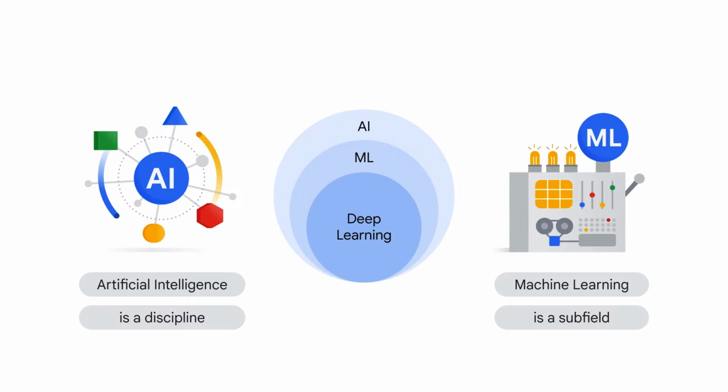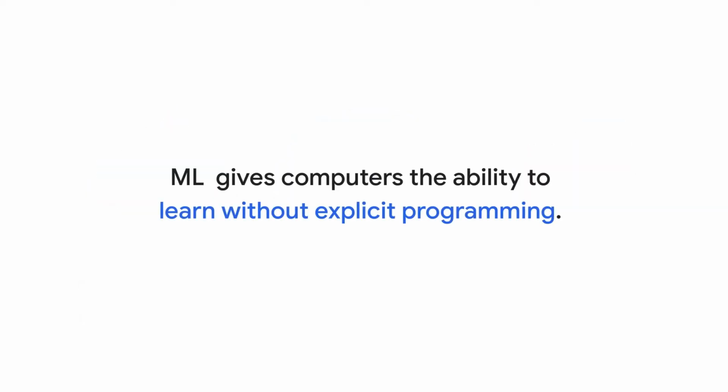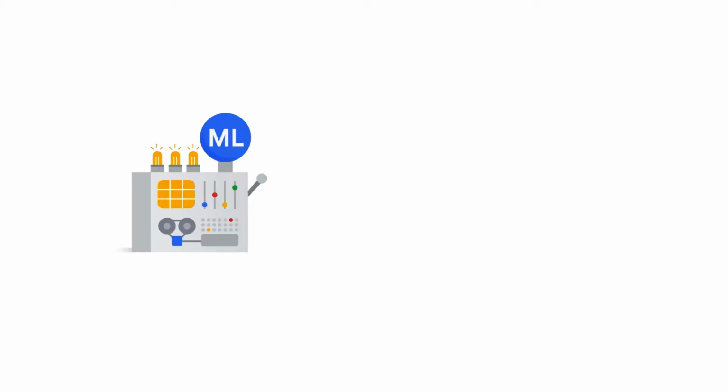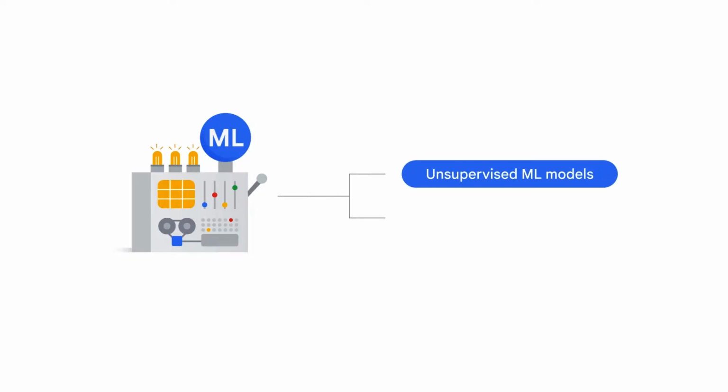In this discipline, we have machine learning, which is a subfield of AI. It is a program or system that trains a model from input data. The trained model can make useful predictions from new or never before seen data drawn from the same one used to train the model. Machine learning gives the computer the ability to learn without explicit programming. Two of the most common classes of machine learning models are unsupervised and supervised ML models.